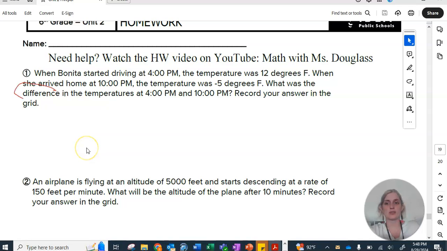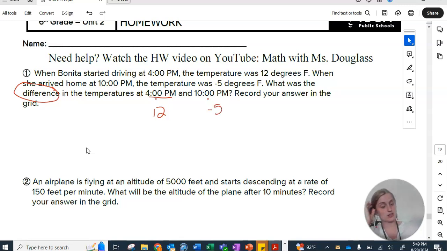Difference, remember, is one of the vocab words we've studied before. Difference means we are subtracting. Careful. The 4 and 10 p.m. are actually not relevant. They are not the numbers I care about. At 4 p.m., it was 12 degrees. At 10 p.m., it was negative 5.